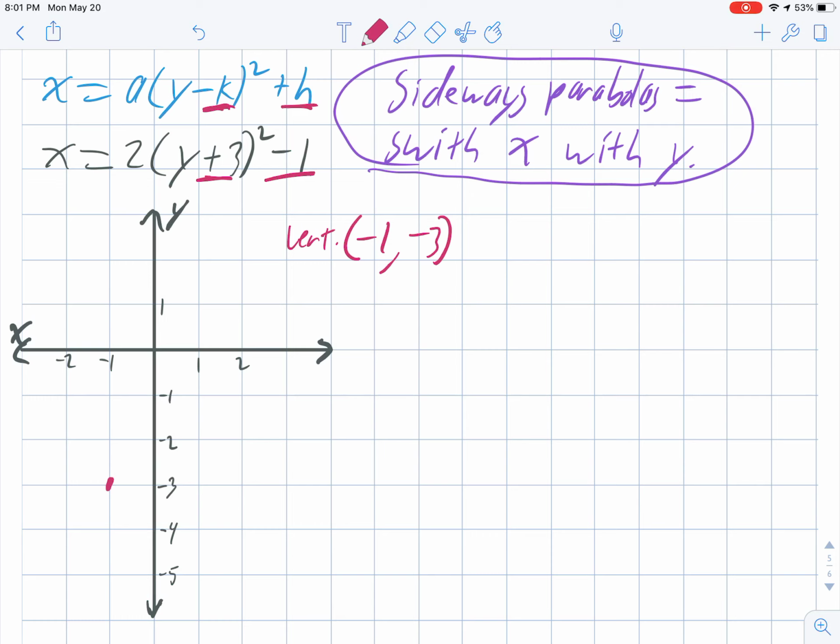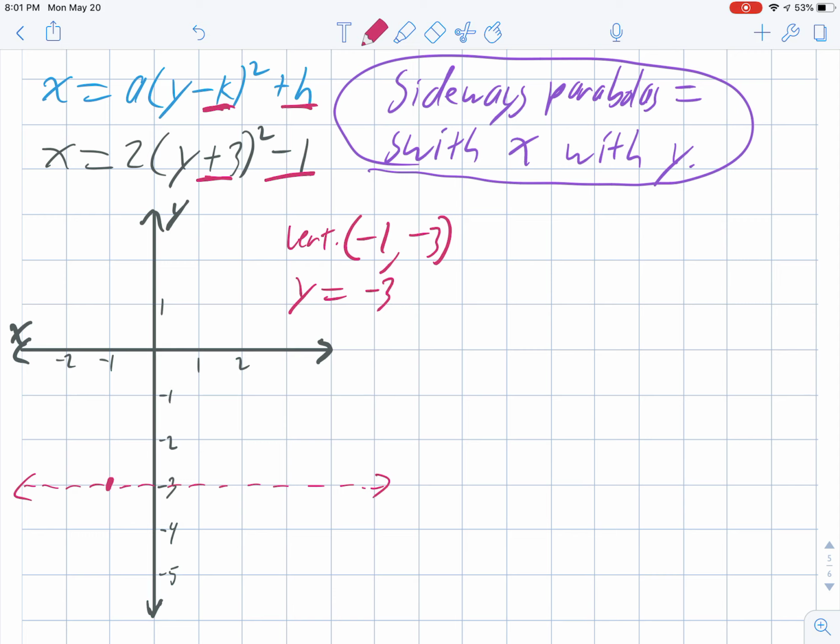The axis of symmetry goes through the vertex, but remember this is a sideways parabola. So now instead of a vertical, it's a horizontal line. And the horizontal line is this line here, again, the imaginary line of symmetry. And the equation of that line, of course, is y equals -3.